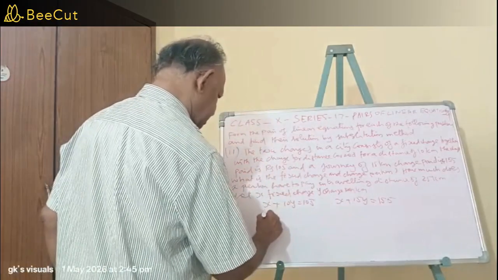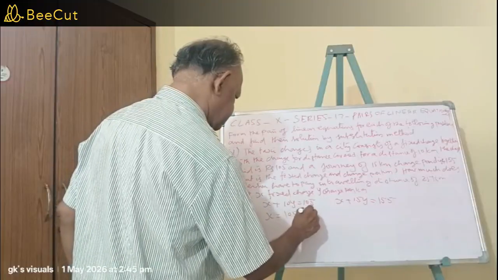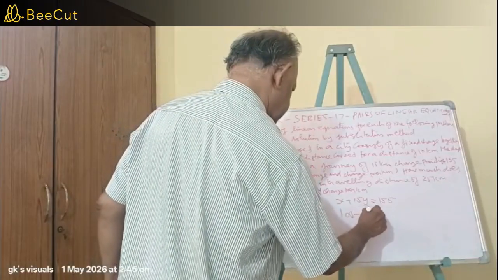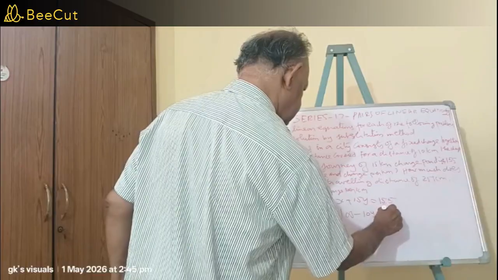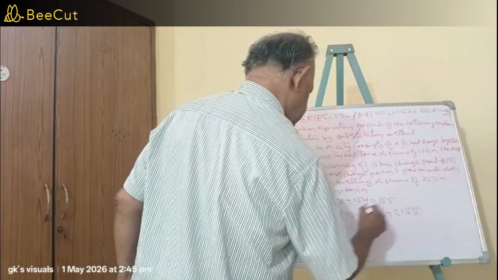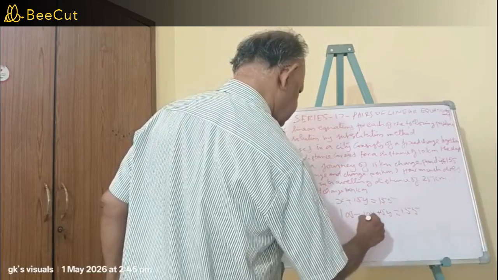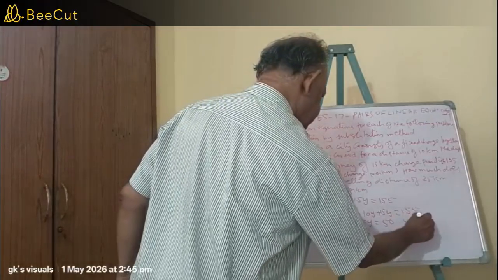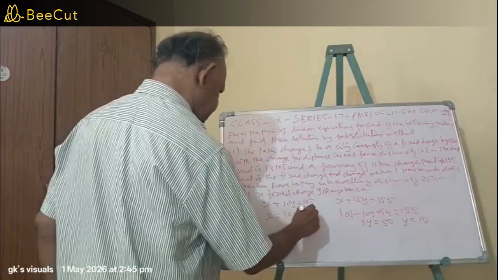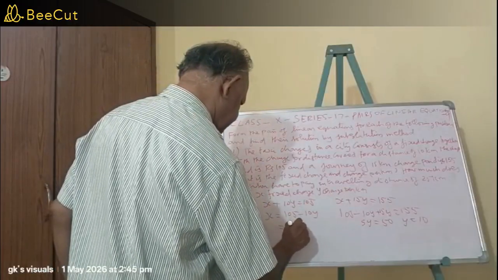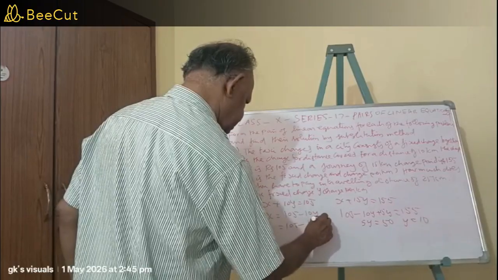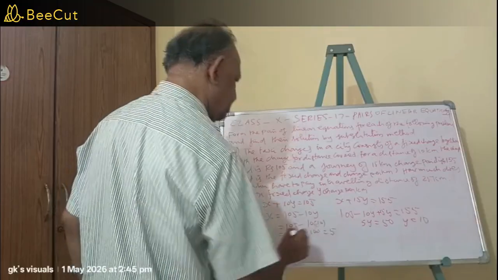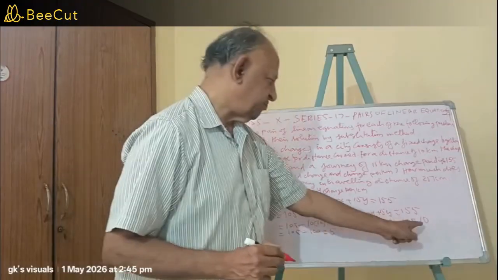From the first equation, x can be written as 105 minus 10y, and we can substitute here: 105 minus 10y plus 15y is equal to 155. If we take this 105 to the other side, 5y is equal to 50, y is equal to 10. If we substitute y is equal to 10 here, x is equal to 105 minus 10 into 10, is equal to 105 minus 100, is equal to 5. Fixed charge is 5 and per kilometer charge is 10.